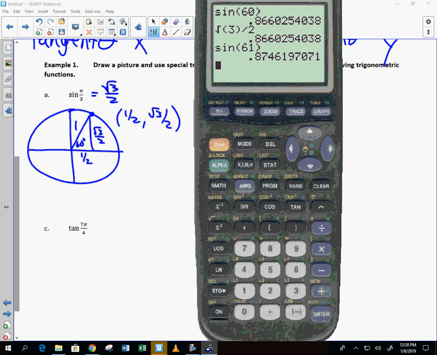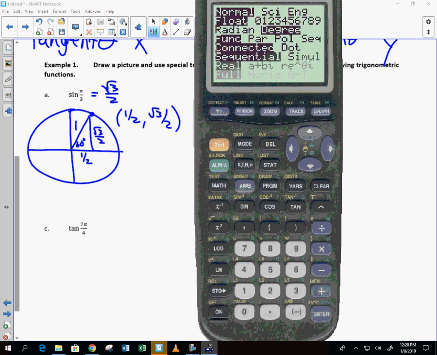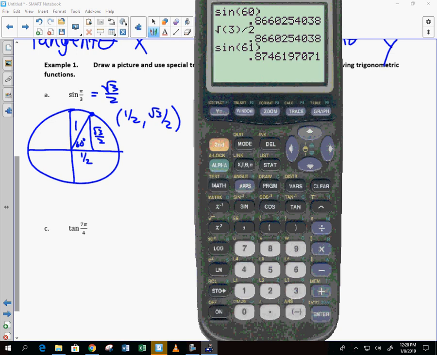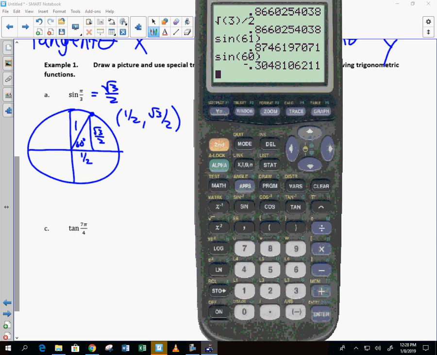Now, here's what my good friend Logan did. In his mode, he was probably working in radians. And so if he pressed sine of 60, that would be the sine of 60 radians. Okay? He doesn't want 60 radians. He wants pi over 3 radians. If he selected pi over 3, he would come up with that 0.866. So your calculator understands which mode you're working in.